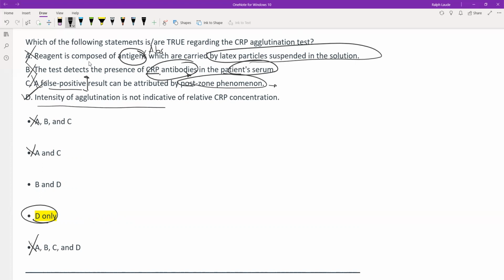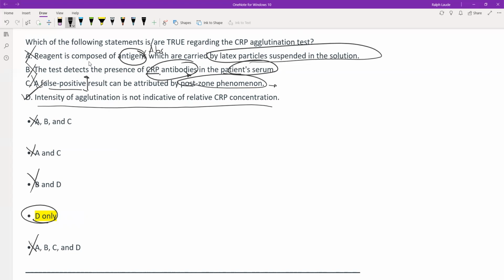Intensity of agglutination is not indicative of CRP concentration. We are just going to read it based on the agglutination reactions, whether it is 1 plus, 2 plus, 3 plus, or 4 plus. But it doesn't mean that if you have 4 plus, there is increased presence of CRP. Indirectly, yes, it may indicate, but it cannot really be quantified, only with the use of the tube method, because mainly we are just grading your agglutination reactions.